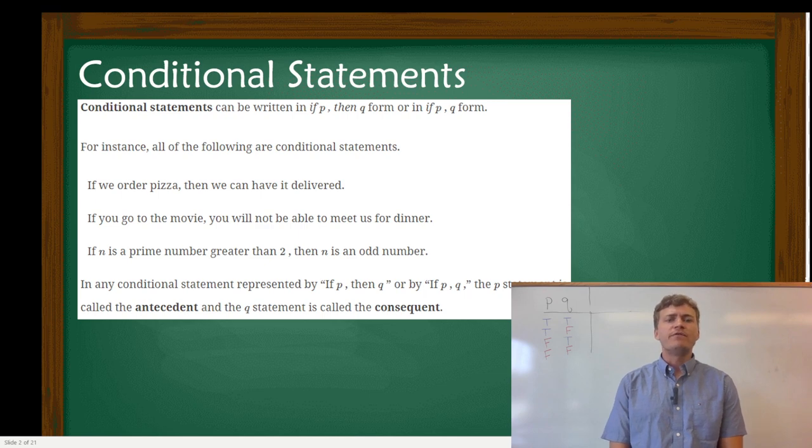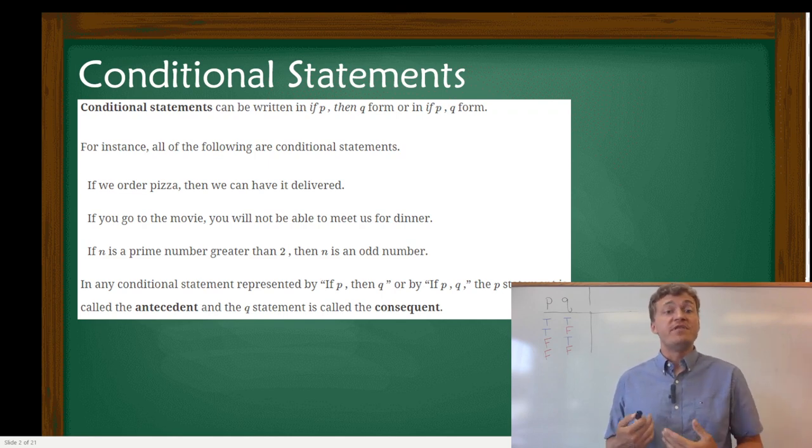For instance, all the following are conditional statements. If we order pizza, then we can have it delivered. If you go to the movie, you will not be able to meet us for dinner. Notice that there is no "then" in there, but it's implied: if you go to the movie, then you will not be able to meet us for dinner. If n is a prime number greater than 2, then n is an odd number.